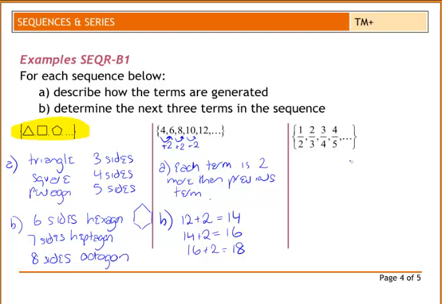Next one. Half, 2/3, 3/4, 4/5. Well, you should be able to see that the numerator, which is the top, is increasing by 1, whilst the denominator is also increasing by 1. Now if I let n be 1, then that means each time my formula is going to be n over n plus 1. So 1 over 2. If n was 2, I'd have 2 over 3. If n was 3, 3 over 4. And our next three terms would be 5 over 6, 6 over 7, 7 over 8.